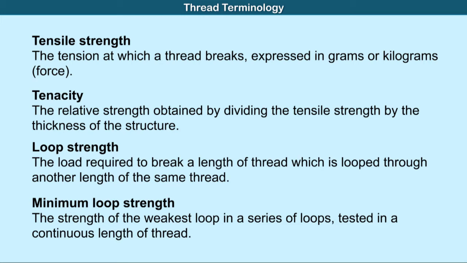Loop strength. Loop strength is the load required to break a length of thread which is looped through another length of the same thread. Minimum loop strength. Minimum loop strength is the strength of the weakest loop in the series of loops tested in a continuous length of thread.